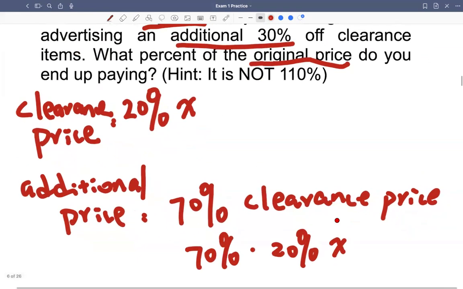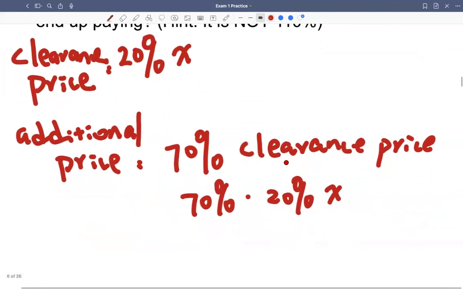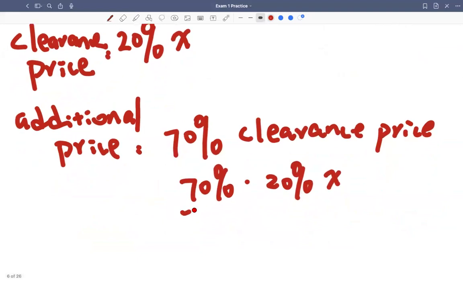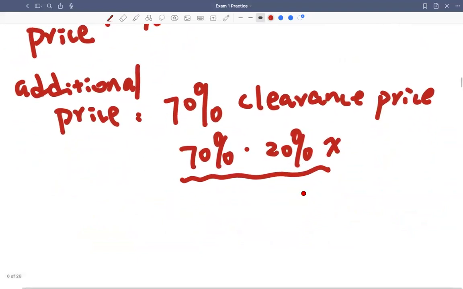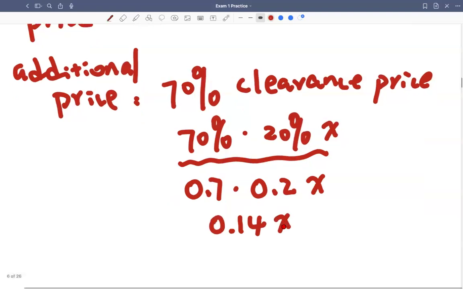Okay, now the question is asking, what percent of the original price do you end up paying? So we want to calculate with those two numbers, right? 70%, we know that 70 divided by 100 is 0.7. And 20% is 20 divided by 100, which is 0.2 of the original price. So 7 times 2, that's 14. 2 decimal places, so it's 0.14 of the original price.